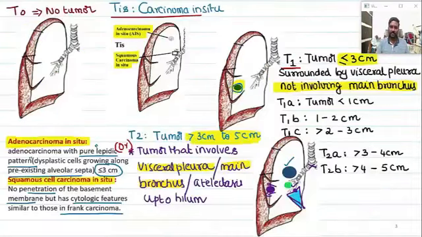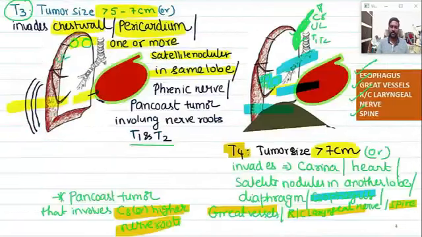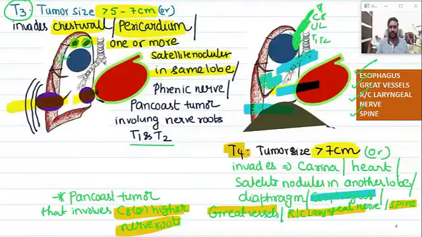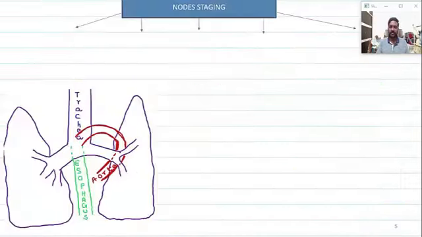So you can once again have a look. So this is the important T1. We have seen T1, T2, and next we have T3, T4. Now coming to the nodal involvement, the node staging. So this is also very, very important.